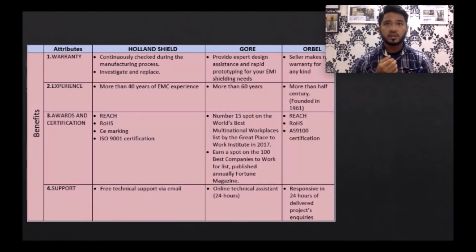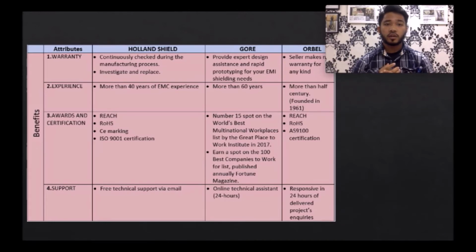For the benefits, the first attribute is warranty. Holland shield company will continuously check the product during the manufacturing process. If has defect, they will investigate and replace it. For Gore, they provide expert design assistance and rapid prototyping design for customer needs, while Orbel does not provide any warranty.